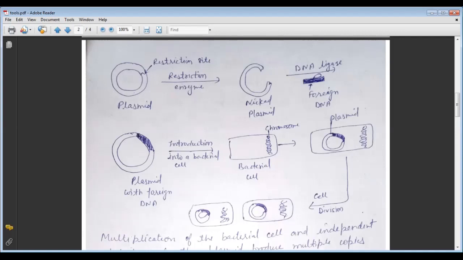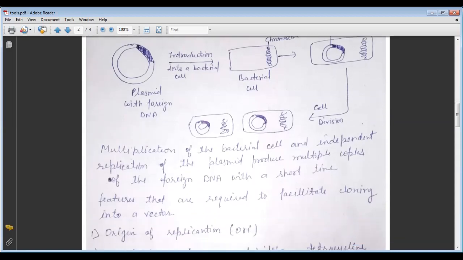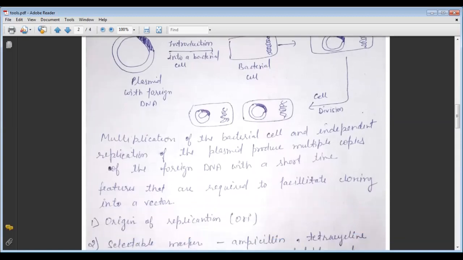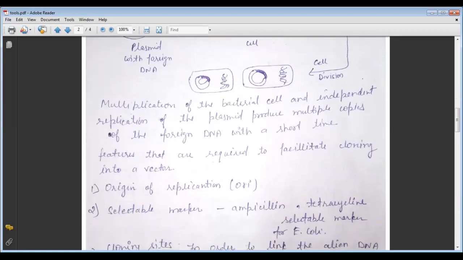The plasmid DNA is also increasing in number. So this is the cell division. So here the multiplication of the bacterial cell and independent replication of the plasmid produce multiple copies of the foreign DNA in a short time. So this is the process by which we can prepare a recombinant DNA.